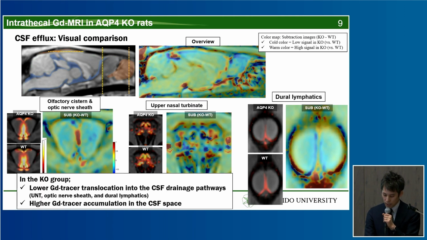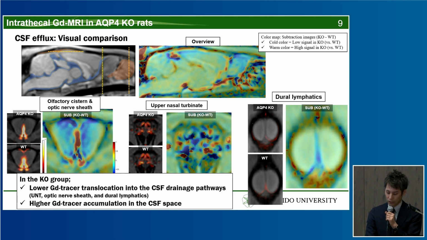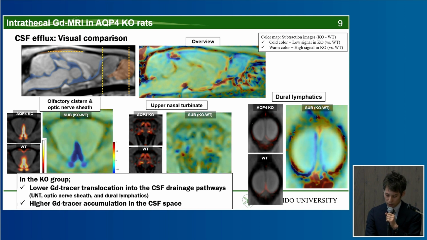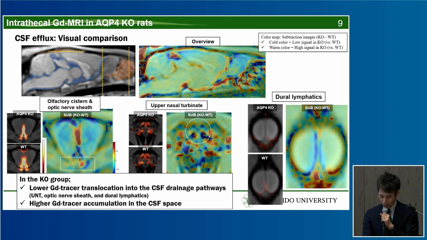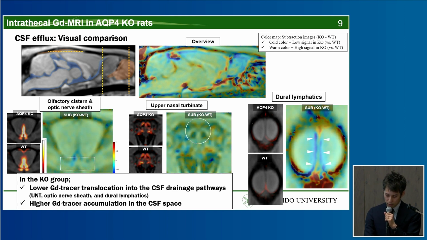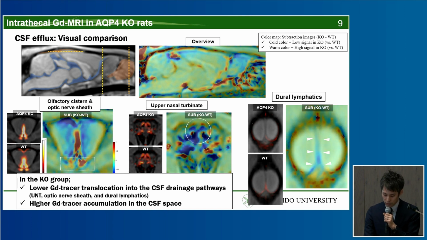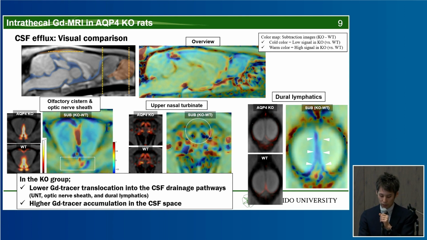Next, we present the result for the CSF tracer. Similar to the previous observation, the subtraction images of the two groups showed significant difference. In CSF drainage pathways such as perioptic nerve sheath, nasal cavity, and dural lymphatics, the color of the subtraction image was colder. This means that the intracerebral tracer translocation was reduced in the knockout group compared to that in the wild type.